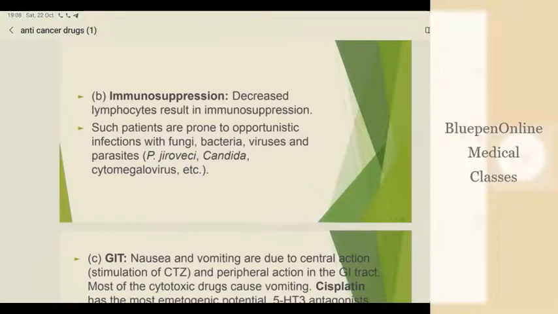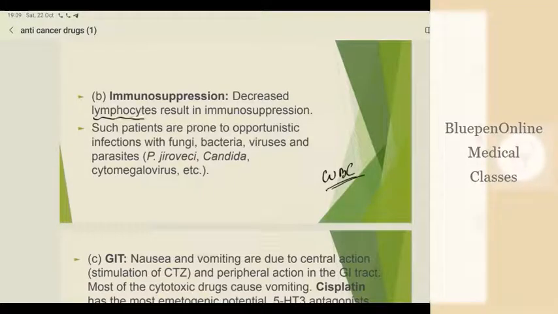Next one is immunosuppression. Here also they are acting against the body, and these drugs may actually kill WBCs, that is lymphocytes. So decreased lymphocytes will result in immunosuppression. Such patients are prone to opportunistic infections with fungi, bacteria, viruses, and parasites.